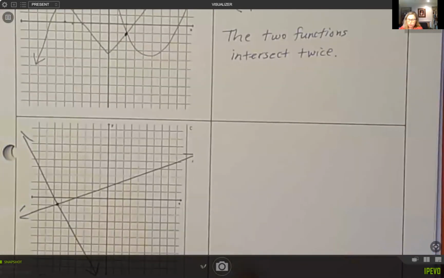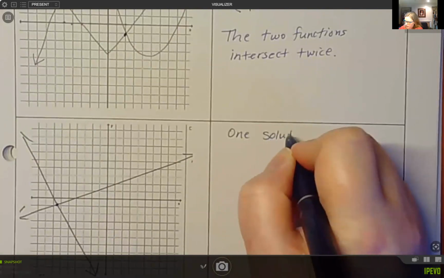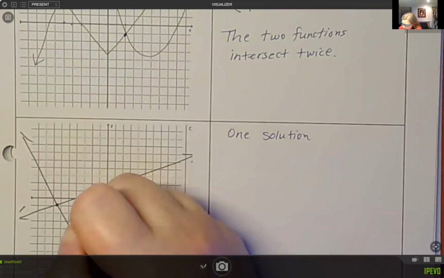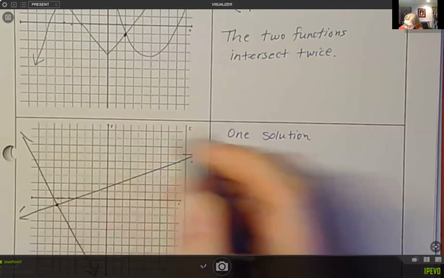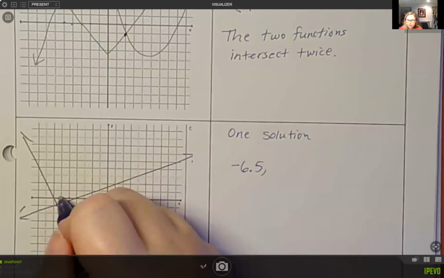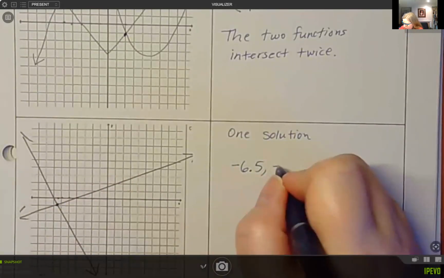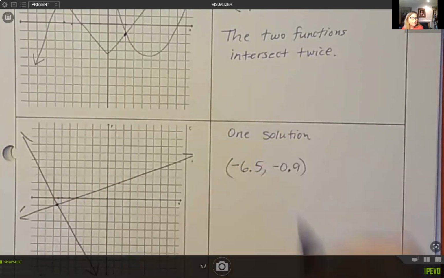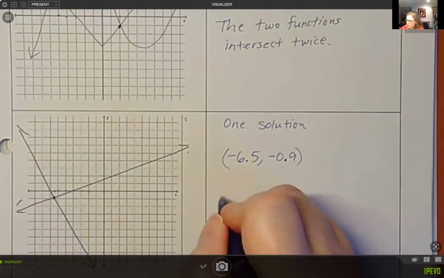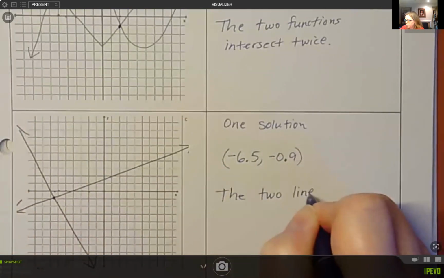This one will have one solution. And then we approximate that solution, so (6.5, -0.9). The two lines intersect in exactly one place.